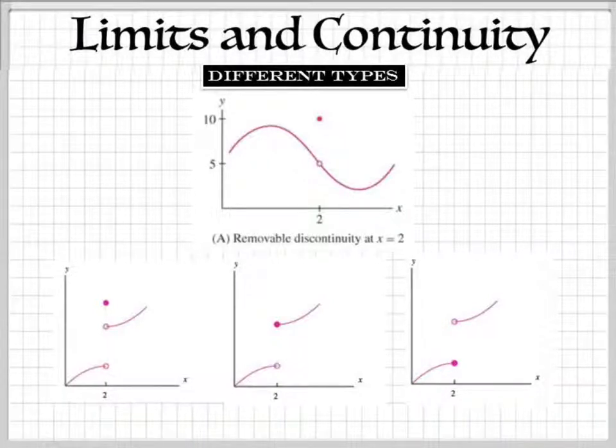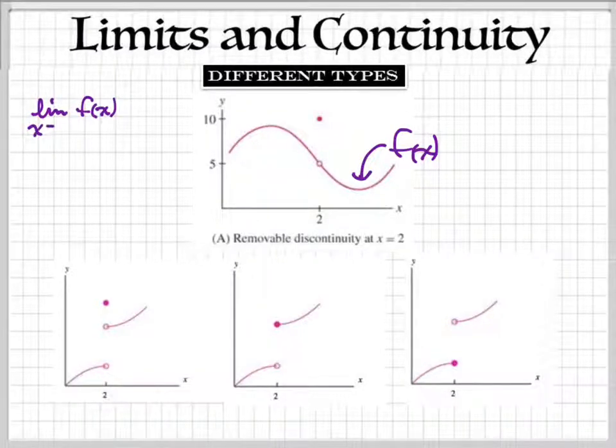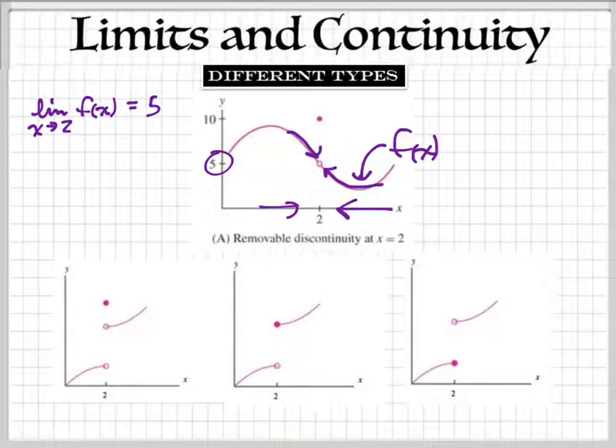Let's say, for example, this is f of x. If I were to find the limit of f of x as x approaches 2, you can say that limit equals what? 5. Now look at the graph. As I come from the right-hand side, it approaches 5, right? And if I come from the left-hand side, it approaches 5 also. And so your answer here is 5.